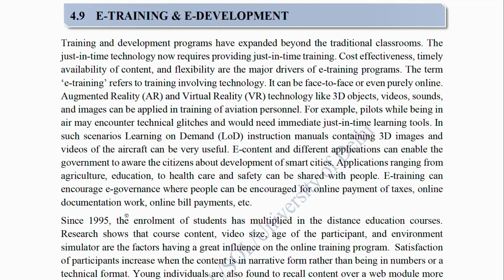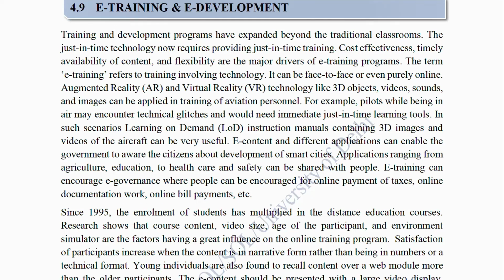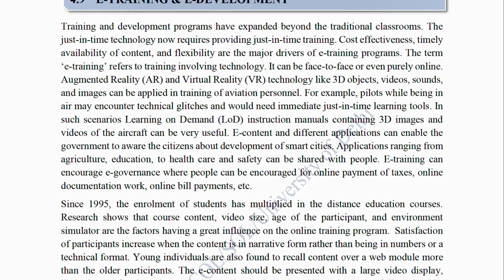E-content and different applications can enable the government to make citizens aware about development of smart cities. Applications ranging from agriculture, education, to healthcare and safety can be shared with people. E-training can encourage e-governance, where people can be encouraged for online payment of taxes, online documentation work, online bill payments, etc.